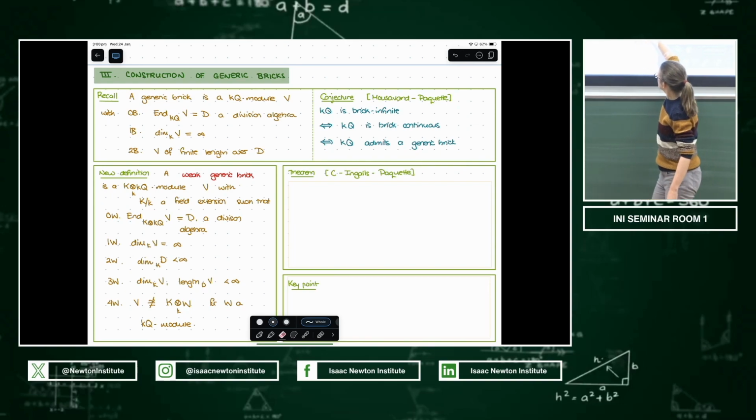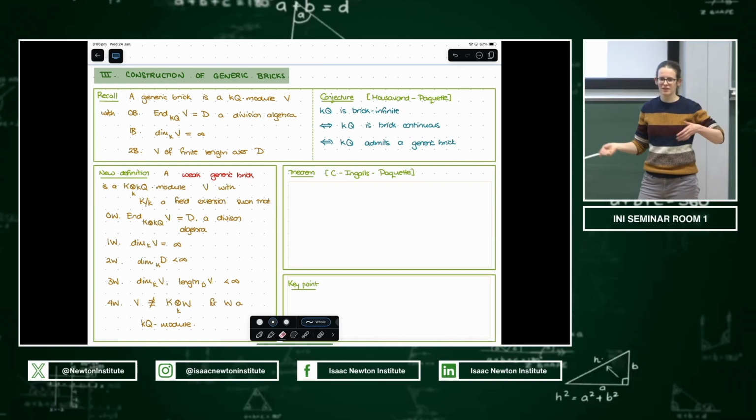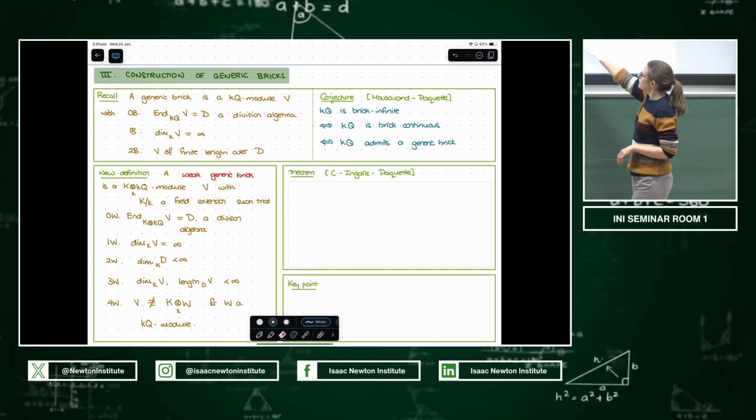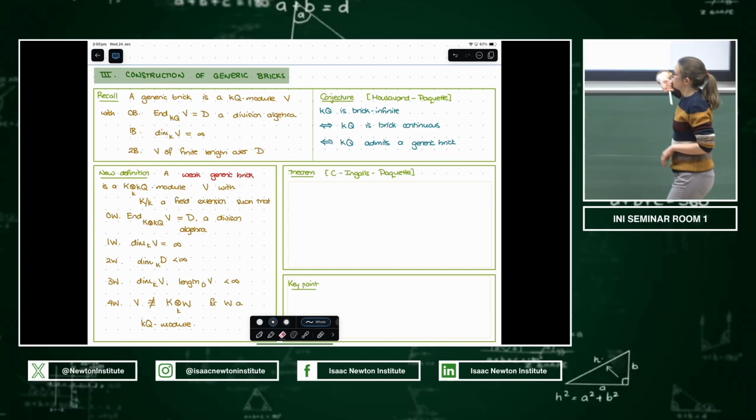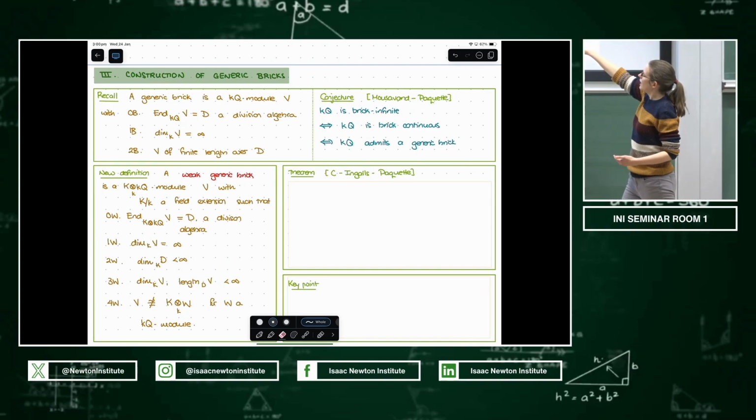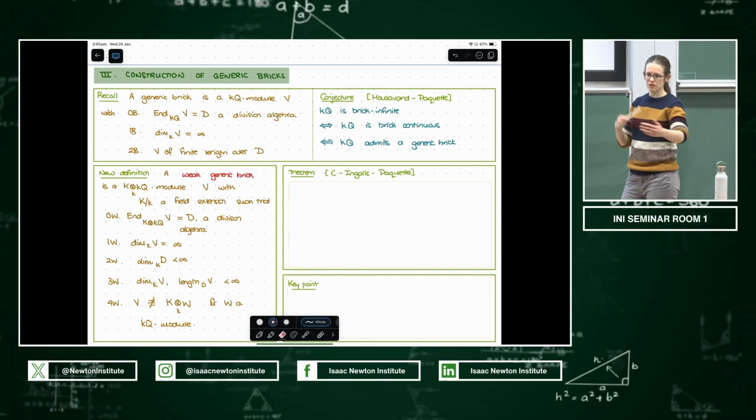Properties 1 and 3 are the same, let's not worry about 2. And 4 just says it's not stupid: we didn't just take an ordinary thing and pull it back along our scalars. So really the big difference, which we're going to talk more about, is whether we're talking about endomorphisms over KQ or endomorphisms over something bigger.